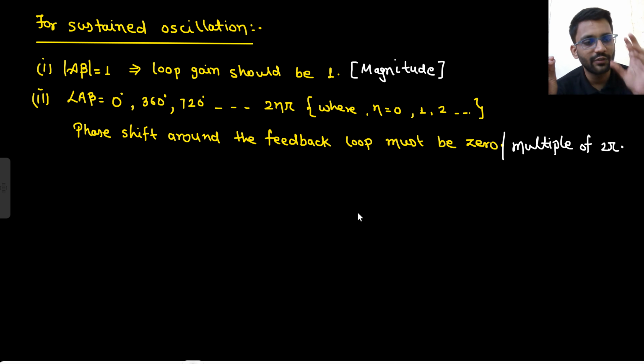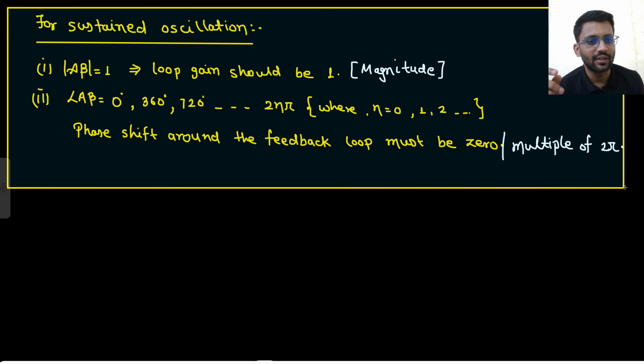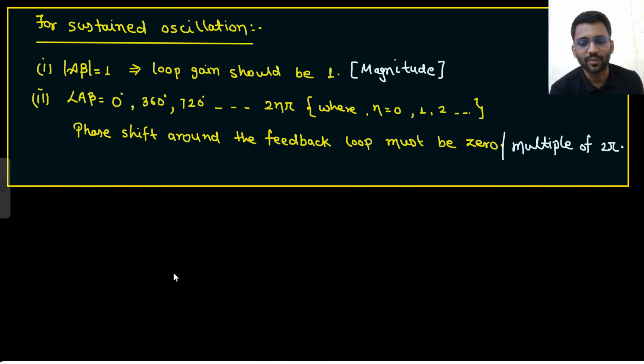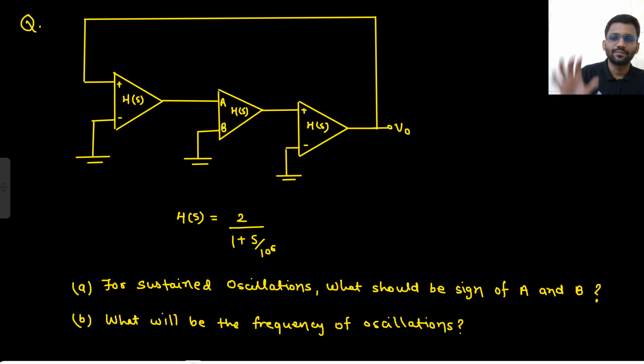This is the only conclusion which you need to remember. This is the most important part. Till now, even if you don't understand anything, there is no issue about it. This is the only conclusion you need to remember: for sustained oscillations, the magnitude of the loop gain should be equal to 1, and the phase shift provided by the feedback loop should be equal to 0, 180 degree, 0, 360 degree, 720, or a multiple of 2 pi. That's it. Let's see the first question.